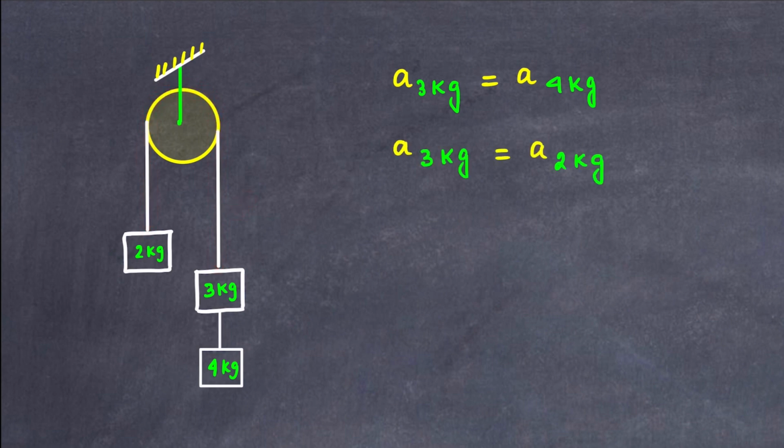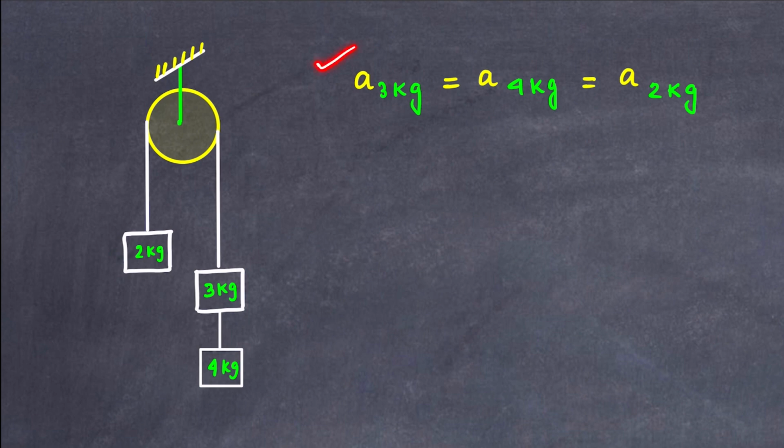So that means the acceleration of the 3 kg block will be equal to the acceleration of the 2 kg block. So, combining both these statements, I can say that the acceleration of the 3 kg block will be equal to the 4 kg block, will be equal to the 2 kg block. Why? Because they are individually connected by one single string.